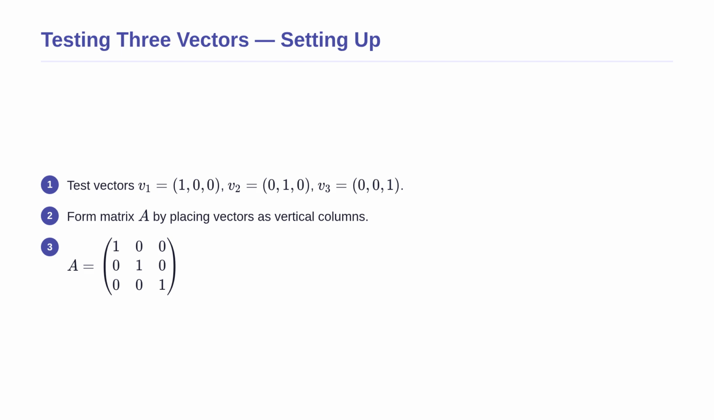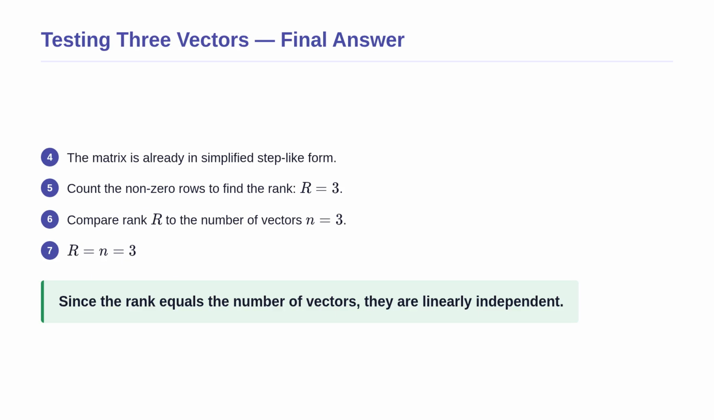Our next step is to determine the rank of this matrix. Continuing with our matrix, we need to find its rank. To find the rank, we look at the number of non-zero rows when the matrix is in a simplified step-like form. Because our identity matrix is already as simple as possible, we can just count the rows that have at least one non-zero number. There are exactly 3 non-zero rows, so its rank R is exactly 3.